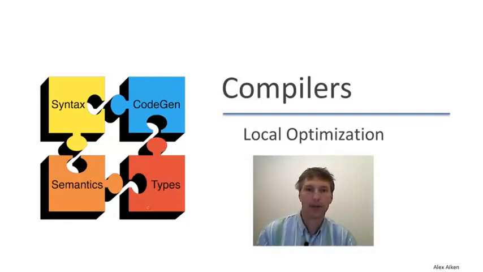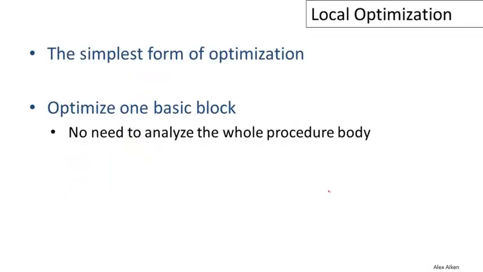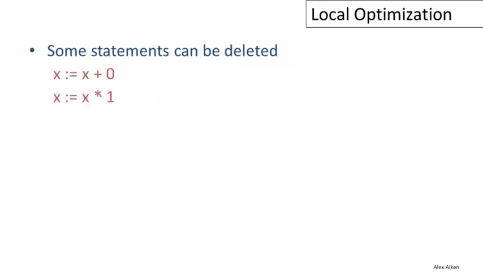Now we're ready to begin talking about actual program optimizations, and we'll begin with local optimizations. Local optimization is the simplest form of program optimization because it focuses on optimizing just a single basic block. In particular, there's no need to worry about complicated control flow. We're not going to be looking at the entire method or procedure body. Let's dive right in and take a look at a couple of simple local optimizations.